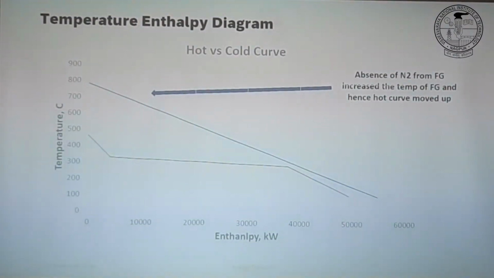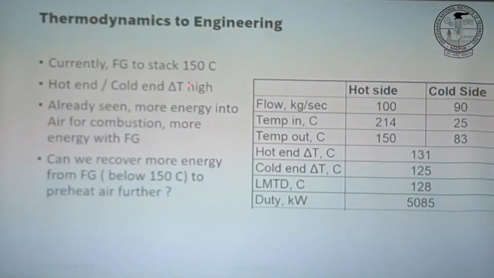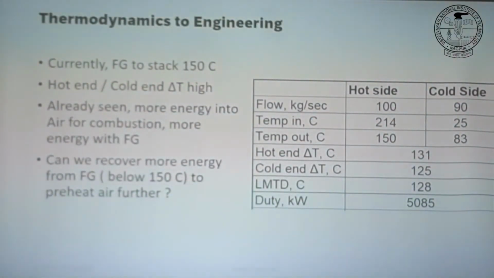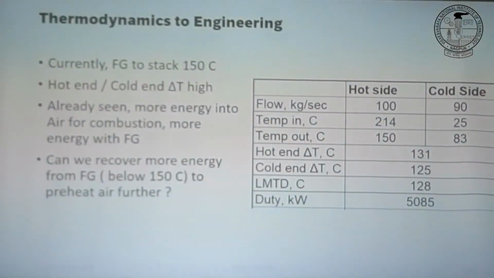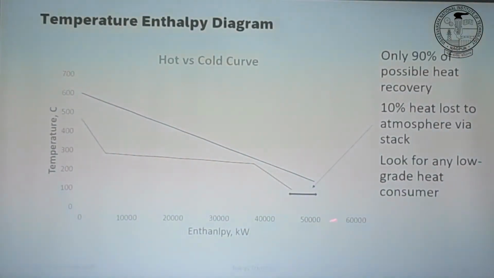So far we looked at the temperature enthalpy, first law, second law, and how this is applied in real equipment design, and how it impacts the cost of your equipment. So we just continue with our example. So the flue gas is going at 150, right? Now we are looking only at this air preheater, not the steam side, but only this part. So what's the duty here? What's the temperature here?